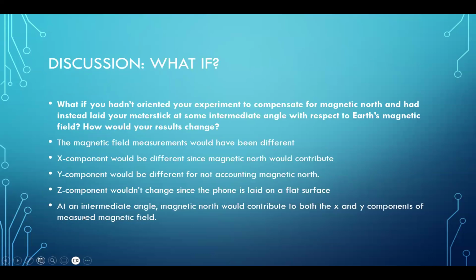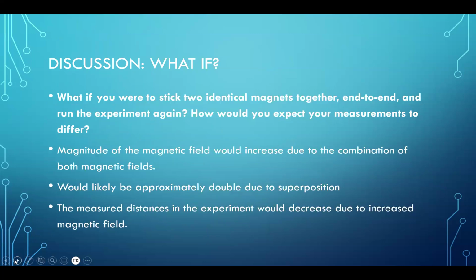So what if we hadn't oriented our experiment to compensate for magnetic north, and how would this change our results? The magnetic field measurements would have been different. The X component would be different since magnetic north would contribute. The Y component would be different because the magnetic north would contribute, but the Z component won't change since the magnetic field due to Earth, or magnetic north, wouldn't contribute since it's on a flat surface. At an intermediate angle, magnetic north would contribute to both the x and y components of the measured magnetic field.